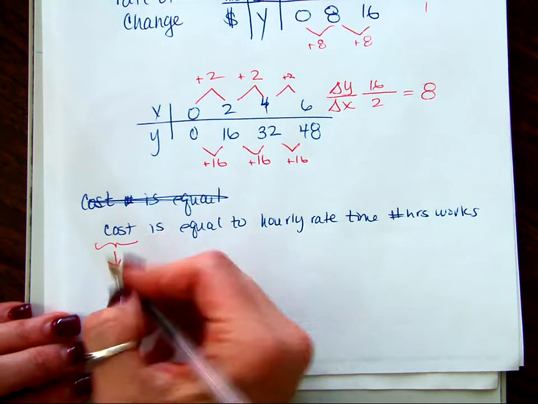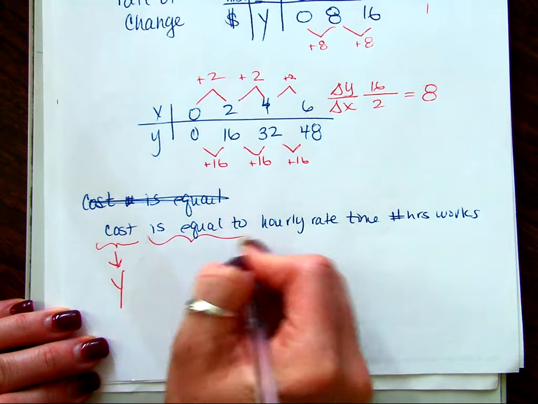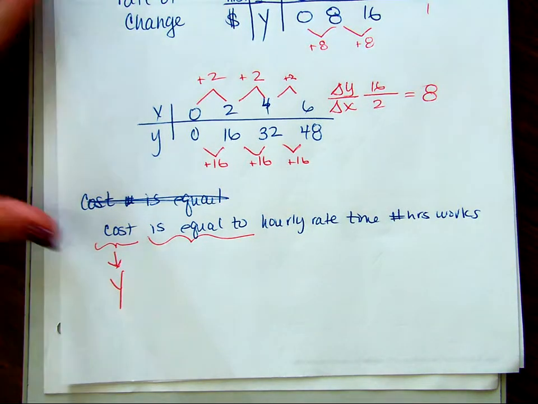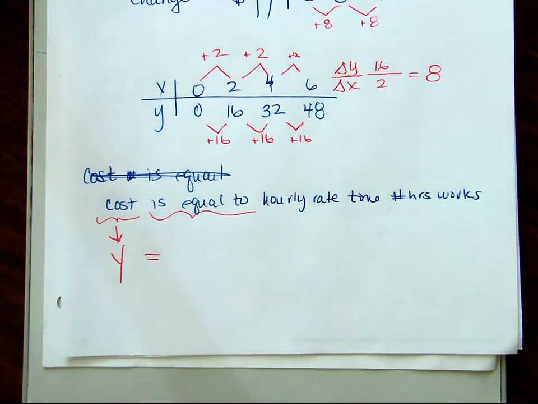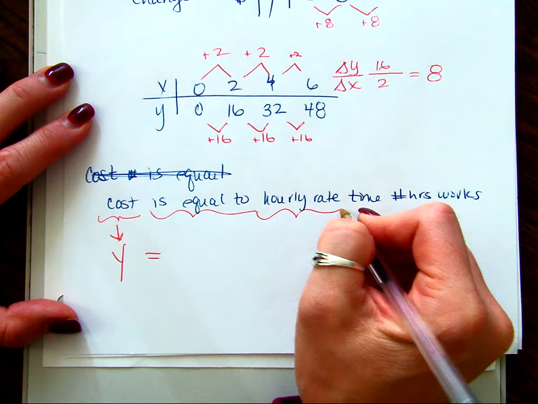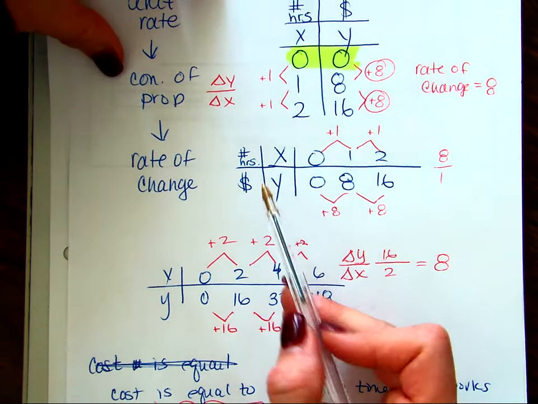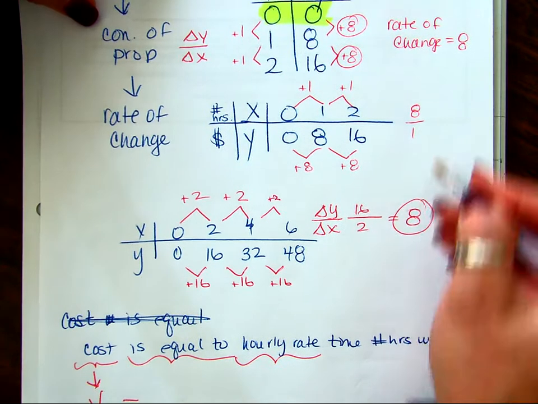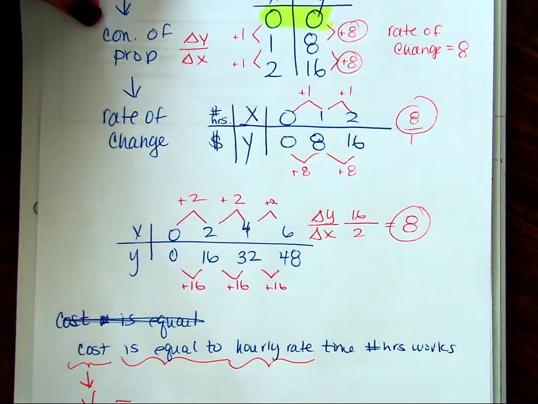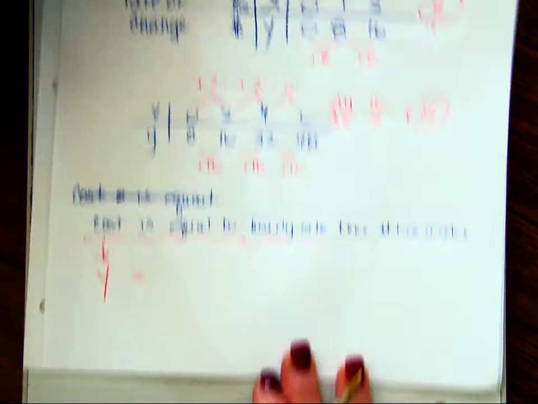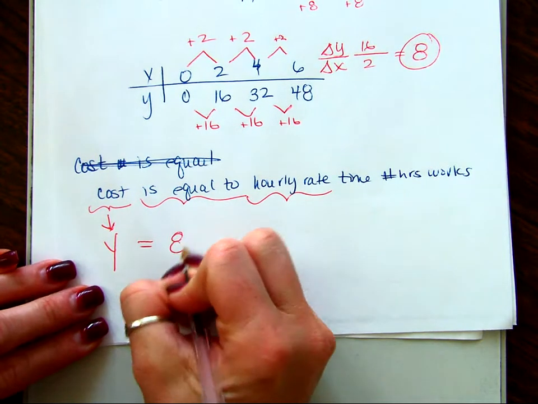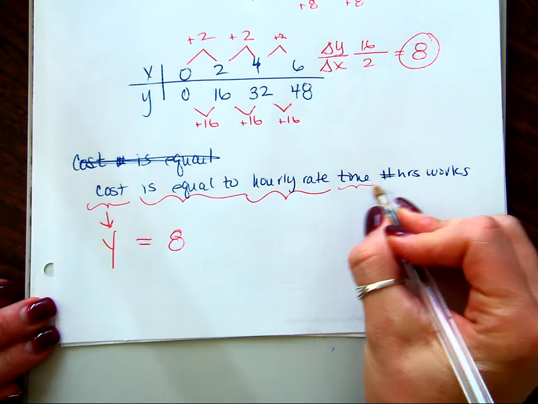Okay, y is equal to, what do those 3 words tell me to write? Equal sign. Hourly rate. Oh, hold on. Let me go back up in my chart and see what the hourly rate is. What is she getting paid for per hour? It's the rate of change. And the hourly rate is what? I have to figure that out. 8 times the number of hours that she works.